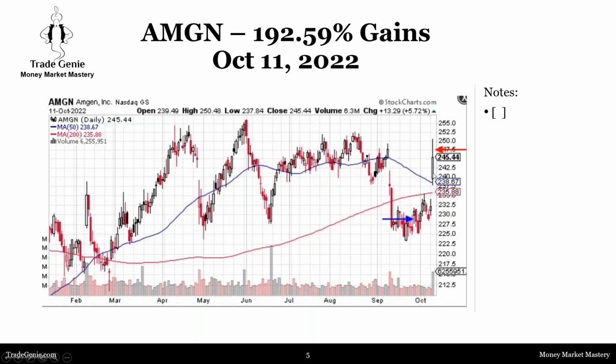I positioned myself and made 192%. It just gapped up to the resistance. So if I don't sell, Amgen is still going up. I think it's at 252. And this was the only one I spotted where the market was down and Amgen was moving up. So numbers like 250, 300, 350, 150 are dangerous numbers to hold from below to the upside.